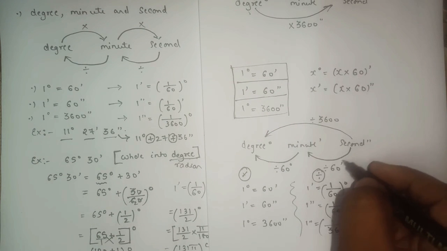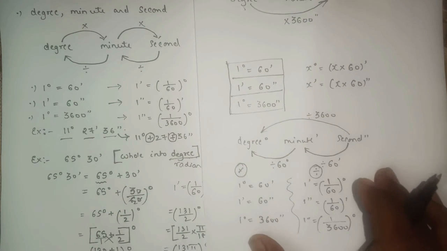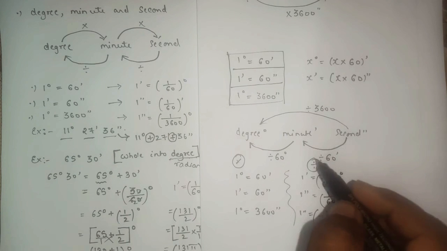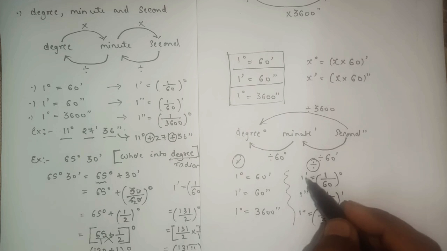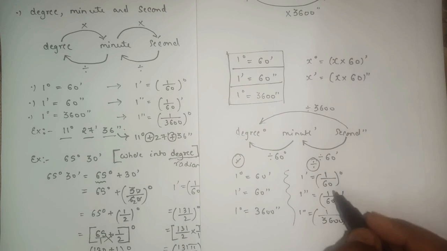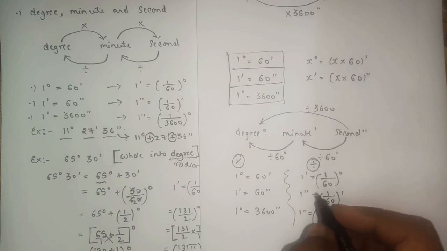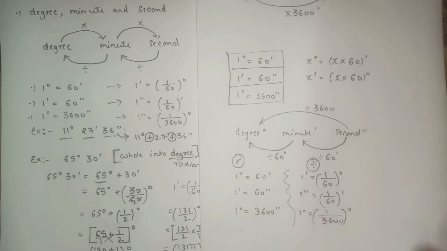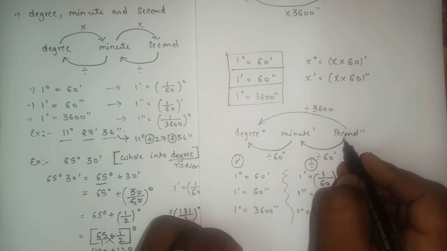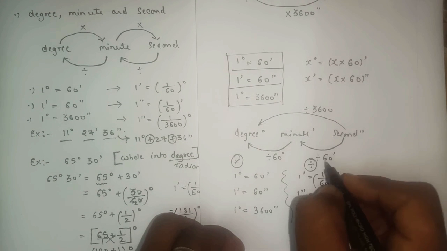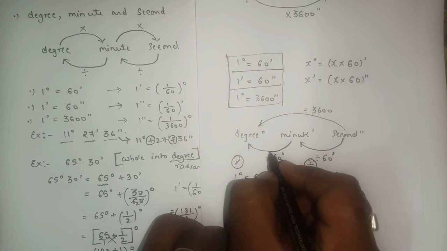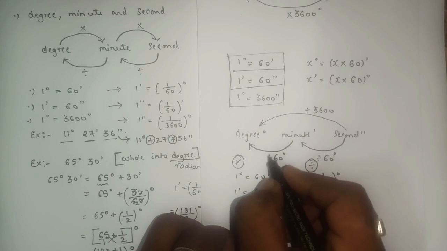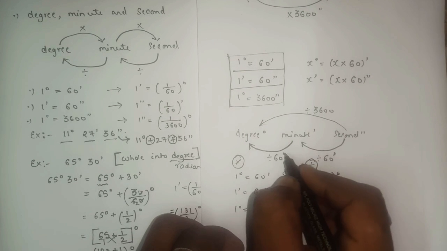And if you want to convert second to minute and minute to degree, in this process you will divide. So here we have the formula: 1 minute is equal to 1 by 60 degree, 1 second is equal to 1 by 60 minute. In simple language, if you convert second to minute, simply divide that number by 60, so it will get converted into minute. If you want to convert minute to degree, simply divide that number by 60, so that minute will get converted into degree.